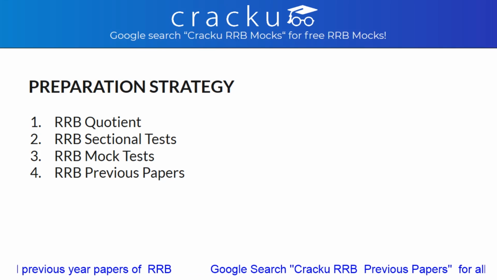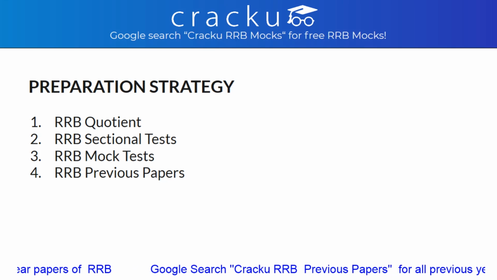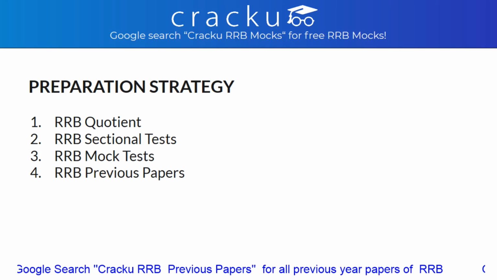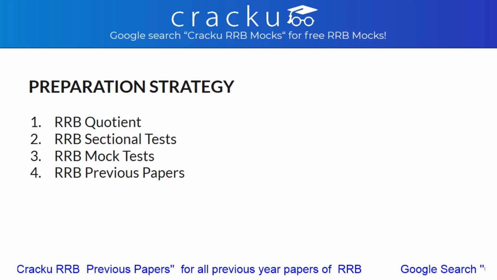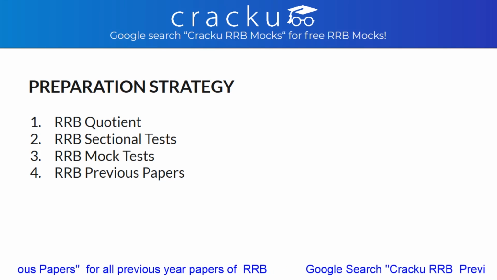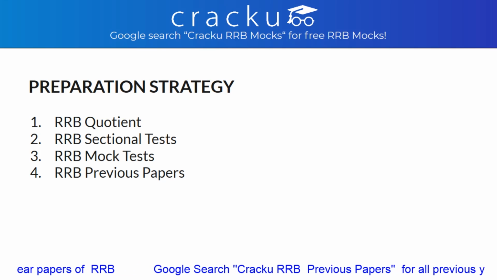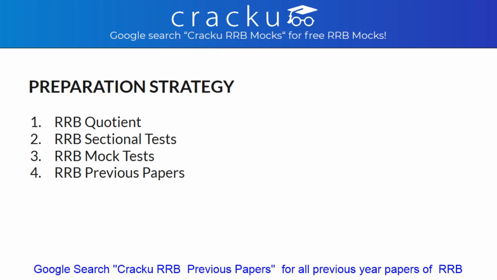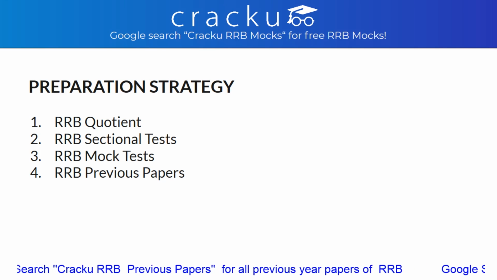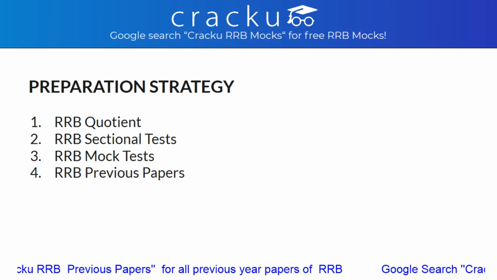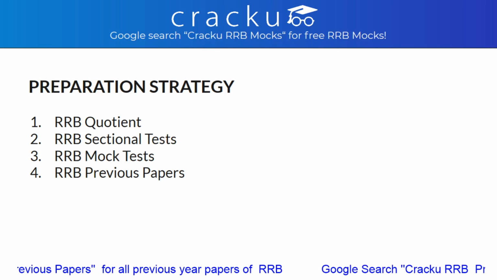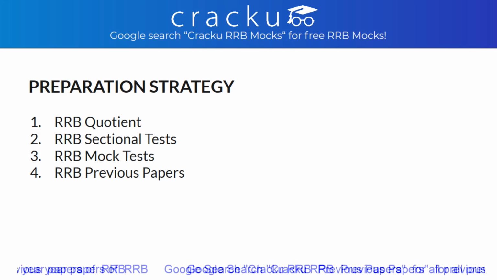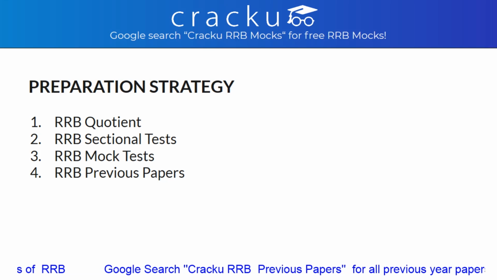Now let's have a look at the preparation strategy. The entire prep can be divided into 3 parts: covering up basics, taking mock tests, and solving previous year papers. Now coming to covering of basics. For covering basics, candidates can look for the RRB quotient. In the CrackU RRB quotient, a series of tests clearing basics and level 1 questions will help you strengthen your concepts. Once you are done with your basics, start practicing sectional tests and mock tests.